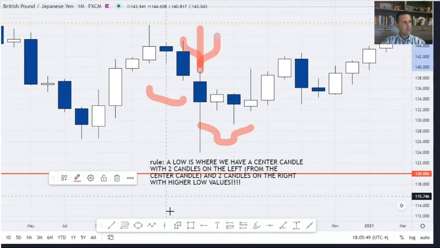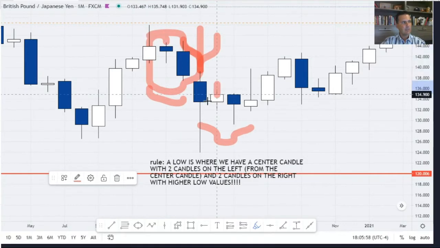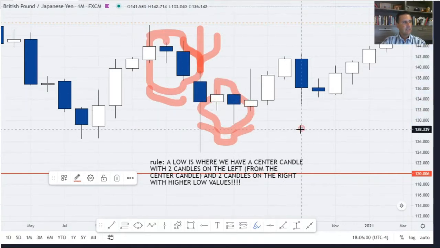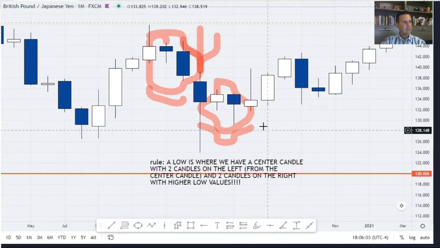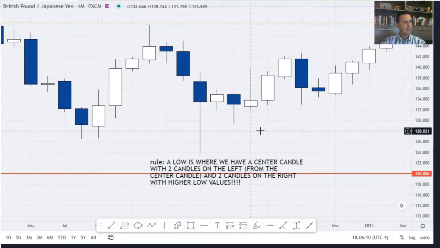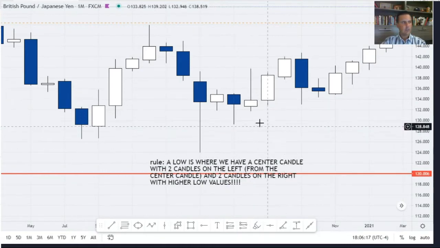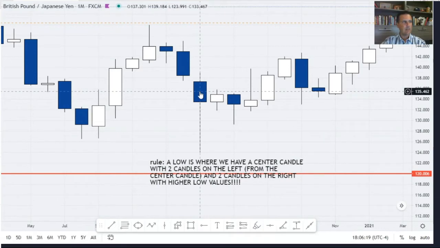Do we have 2 candles on the left? Yes, we do. And 2 candles on the right. Of course, from the center candle, do we have 2 candles on the right? Yes, we do. Okay, now here is the question. Are those 2 candles on the left, and do those 2 candles on the right have higher low values? How do we know this? With the mouse. So this is the center candle, and look at the L, the low value, it's what?